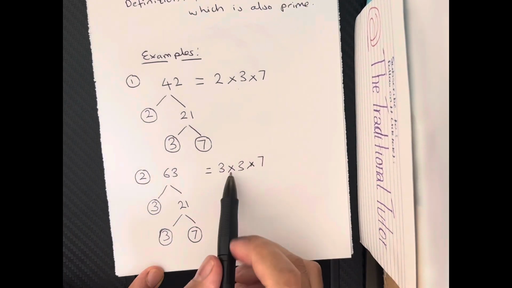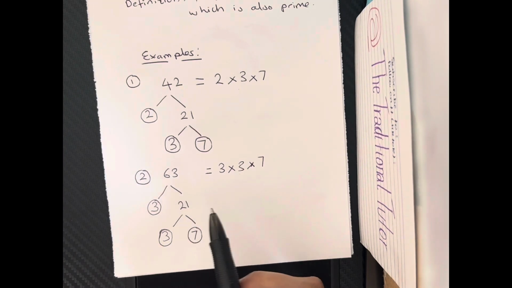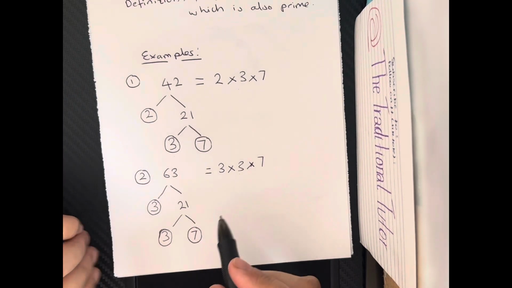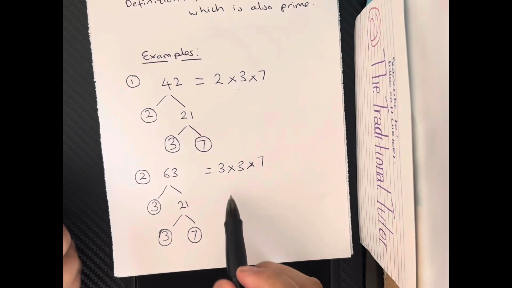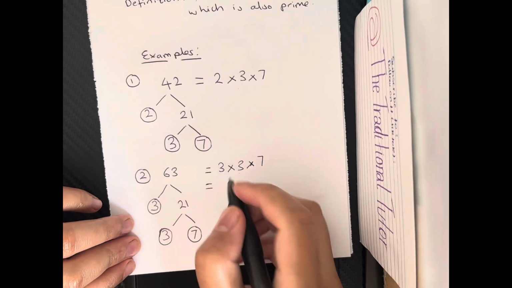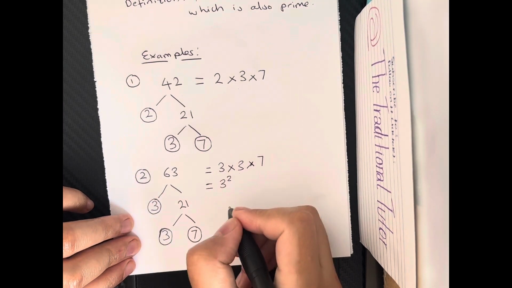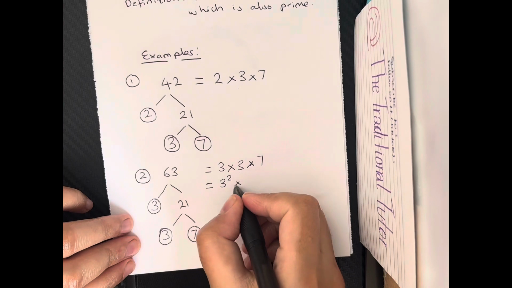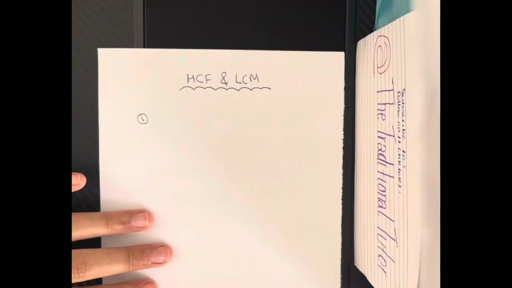Now, if you look here, you've got lots of 3s, okay, which is the same factor that we're using. And there's a clearer way of representing this. So we can use index form to show that. So we can do 3 squared, because there's lots of 3s, multiplied by 7. It's just a nicer way of showing the same thing.